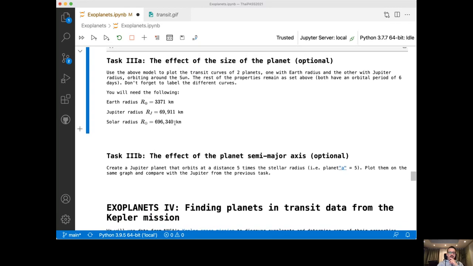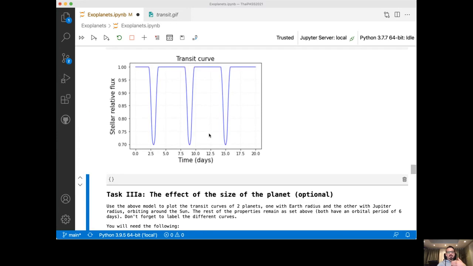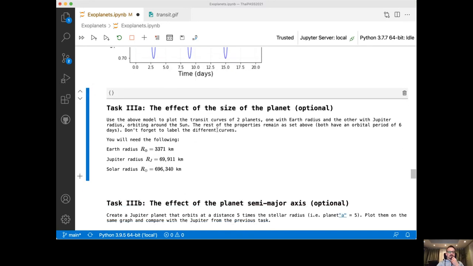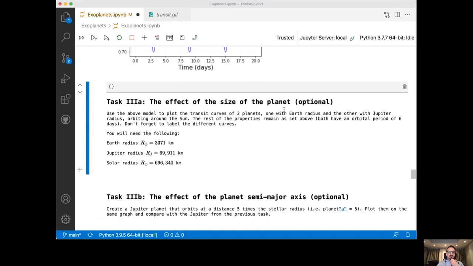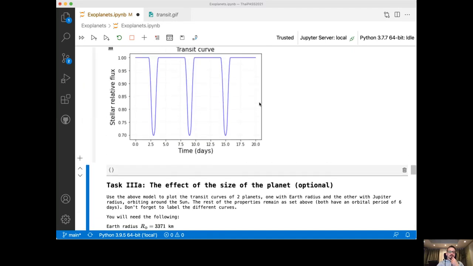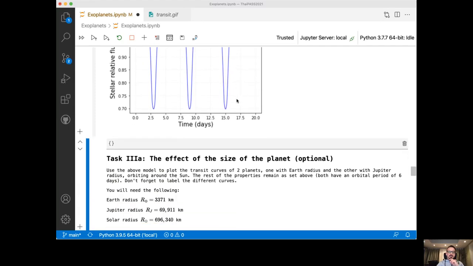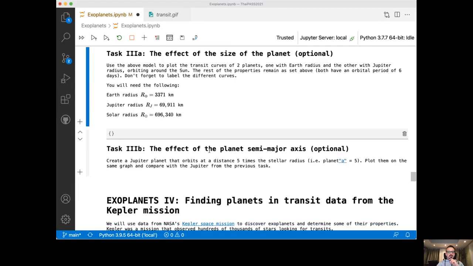Here again, these two tasks are optional, but I think it's a good way for you to change parameters and just play with this function to see how transits look for different planetary systems. So here I ask you to change the size of the planet and compare the two planets, to see how different the transits are. And the second is to change the semi-major axis of the planet, just again to see what happens. Okay, so that's part 3.